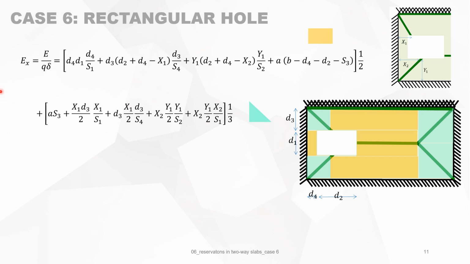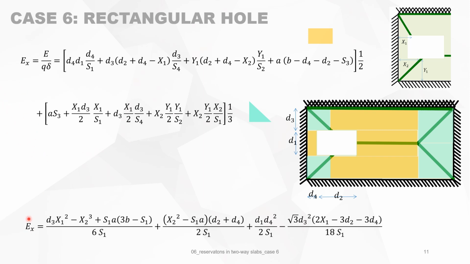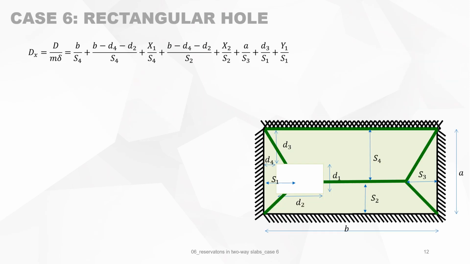And when we got this, you can regroup the different terms, and you see that the work done by the external forces is equal to this formula. Of course, when we substitute all the different variables, it's quite ridiculous to write down the formula. So we'll keep it in this form to make it a little bit more playable. The work done by the internal forces, Dx, is then equal to D divided by M delta.